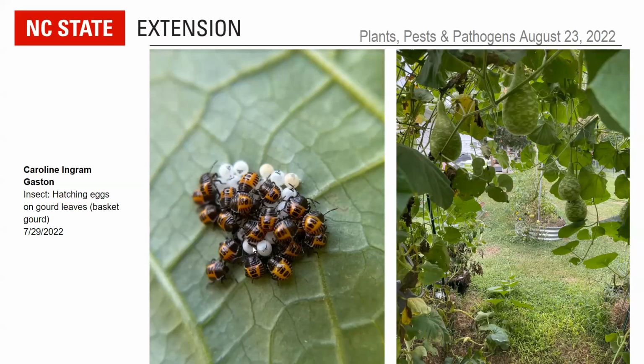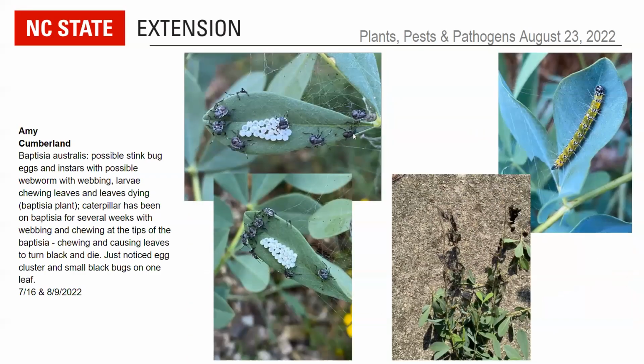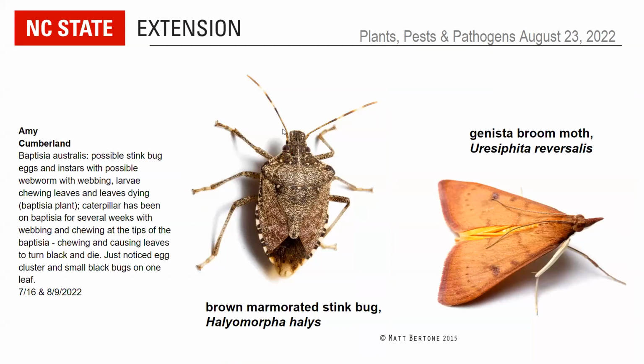submitted some hatchling stink bugs, and these are also brown marmorated stink bugs. They have this little black triangle on the eggs, and typically look like this. The ones in the previous photo are actually probably the second instars, so they start looking a little bit more like the adults, and of course the adults have these striped antennae.